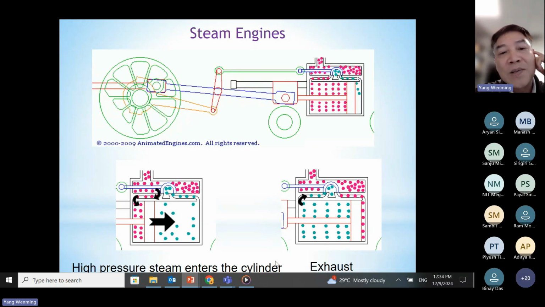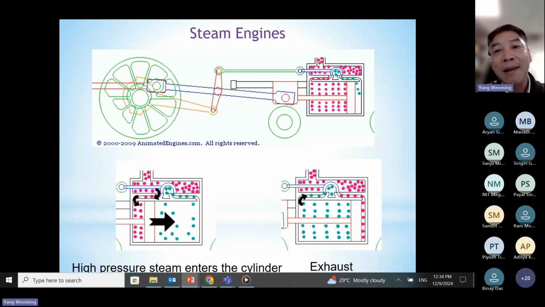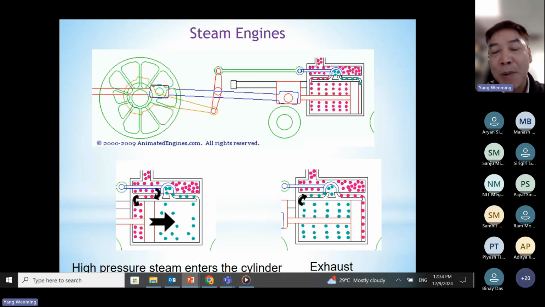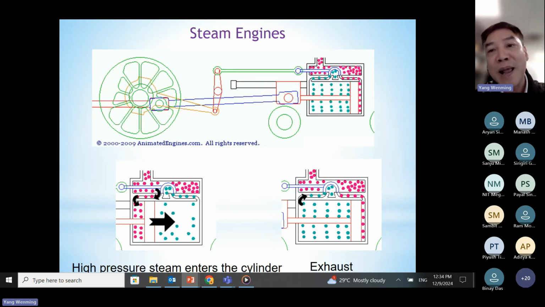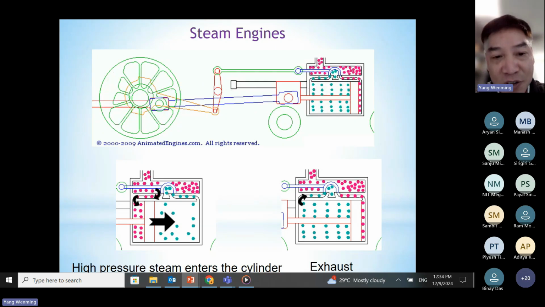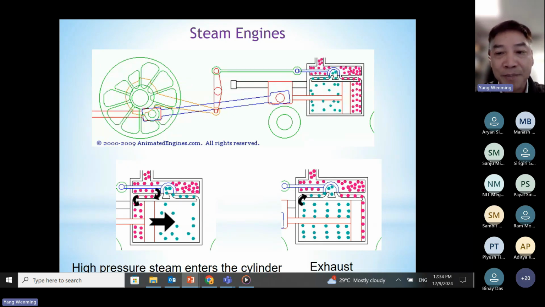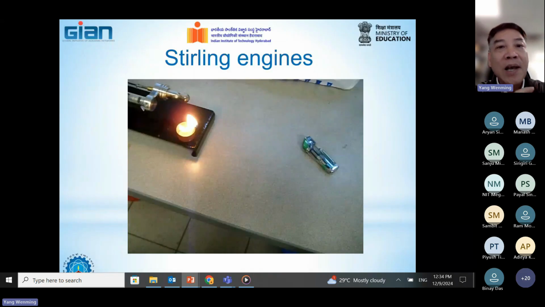So you can see in this design, the high pressure, high temperature steam can enter the steam engine from both sides. By this design, we can increase the power produced by the steam engine. Of course, there are also single entry designs. Okay, the next one, actually, I want to introduce the Stirling engines.